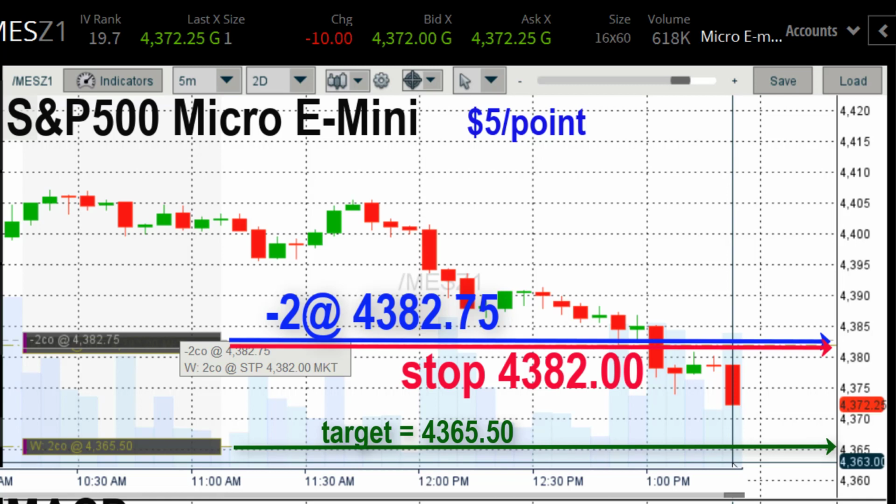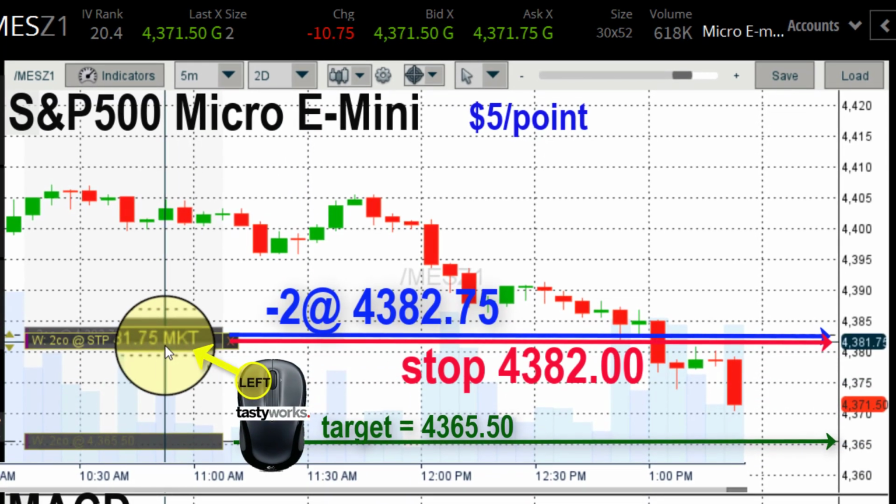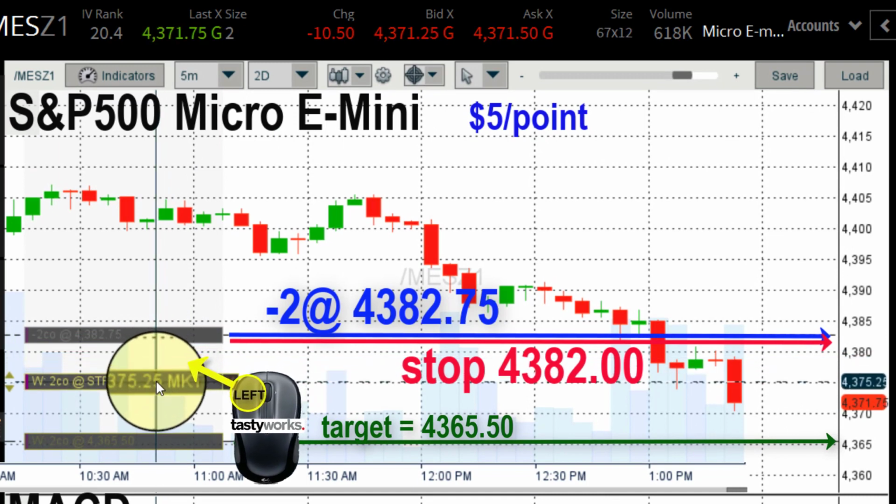Well, once already in this trade, I was up 87.50 and it went back down to about $20. So I don't want to let that happen again. So I finally give in here. I'm going to move my stop down. Here we go.